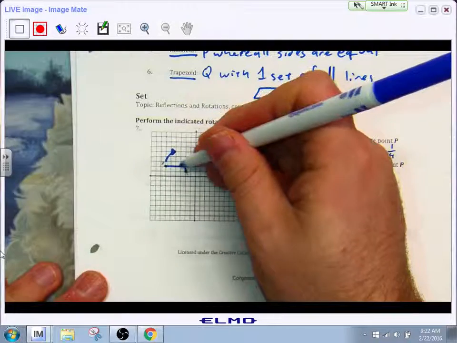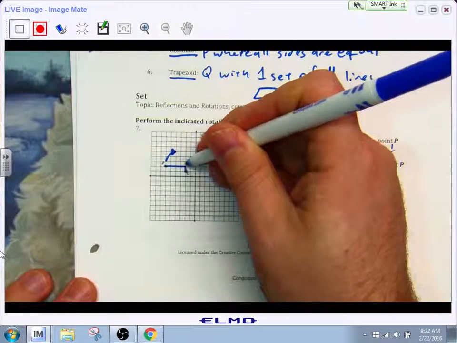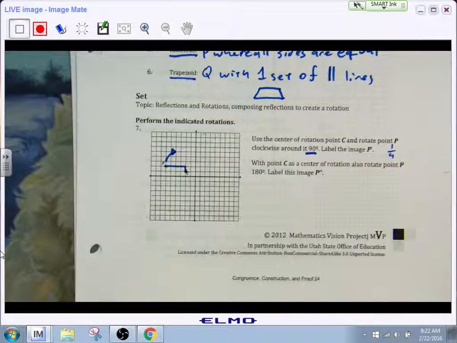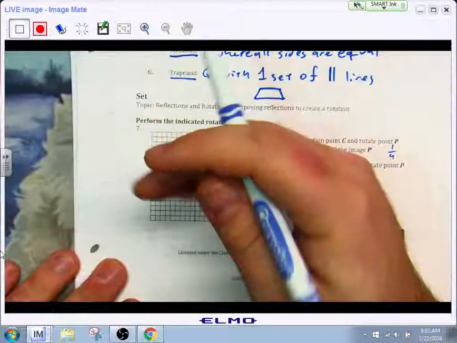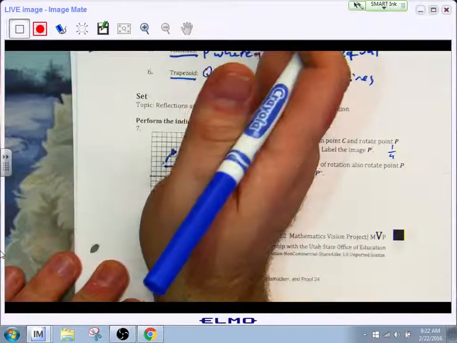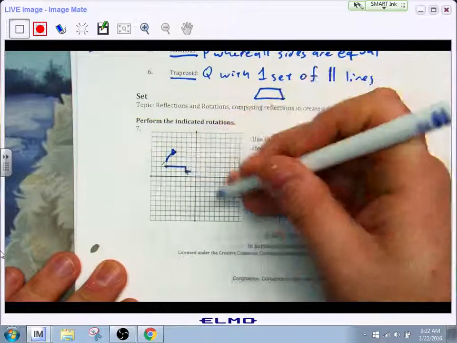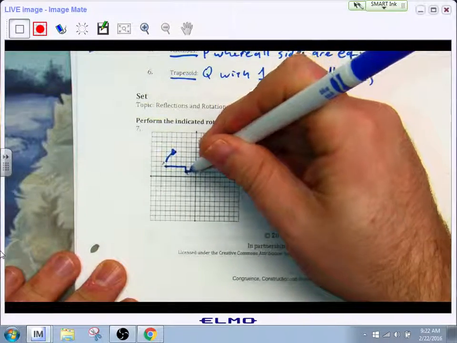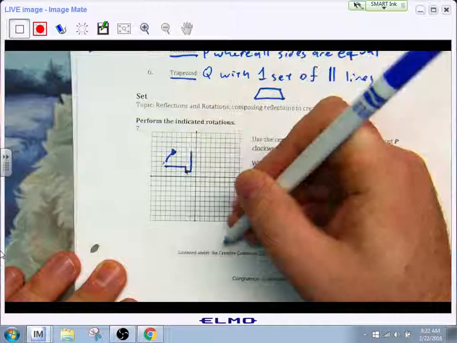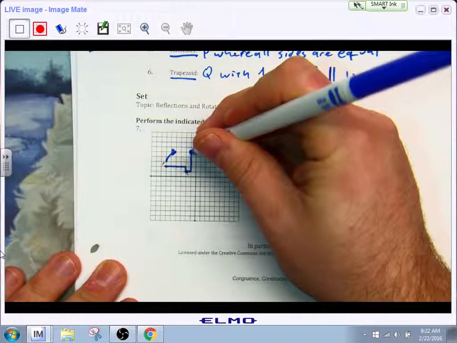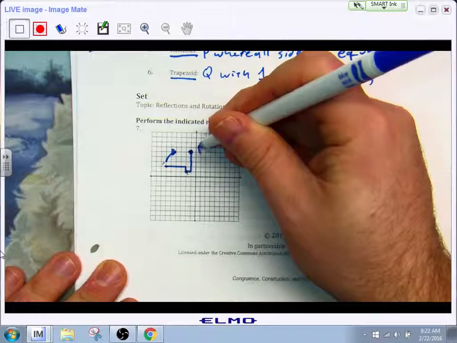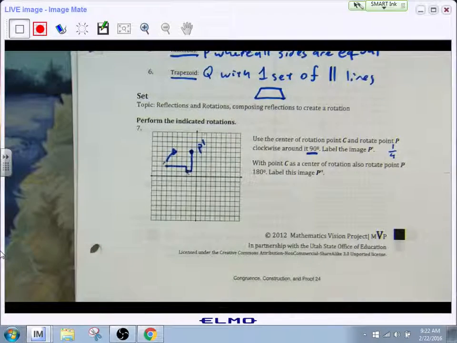Well, I made this little triangle, this little L shape. I have to view that as a door, and C is my hinge. And as that door opens 90 degrees this way, I see that it'll look something like this. I would now go 1 this way and up 1, 2, 3, 4 here, making this my P prime. Okay, does that make sense?